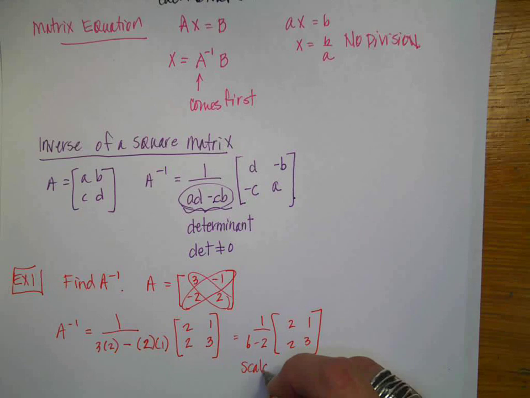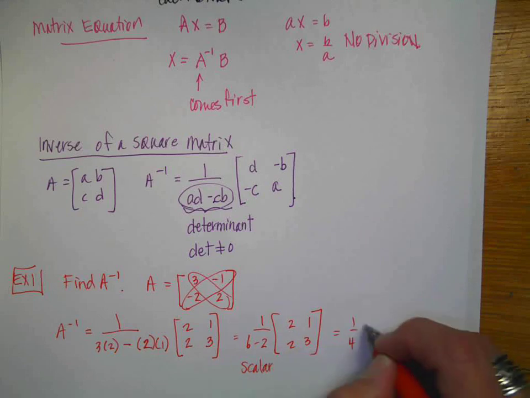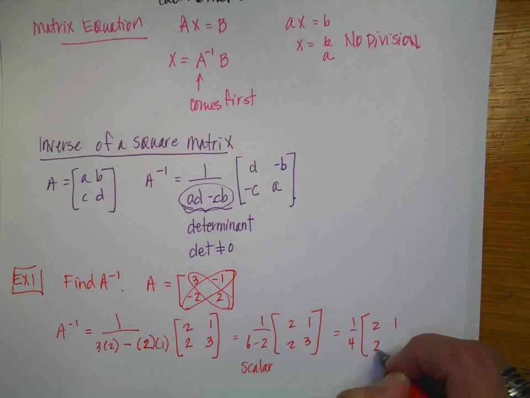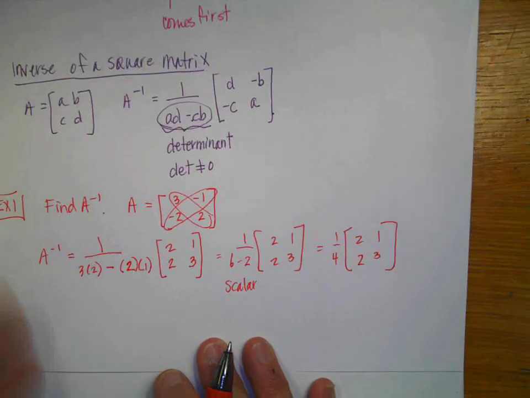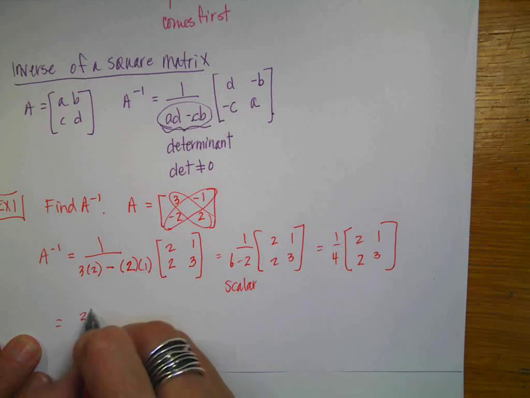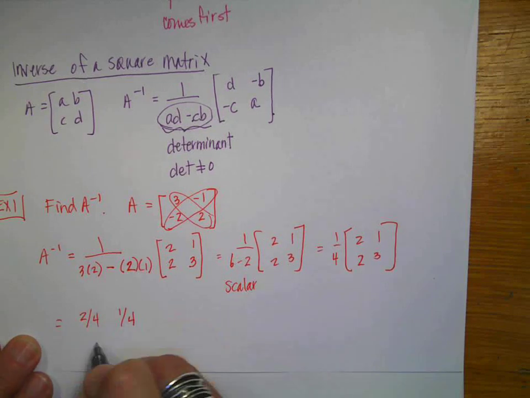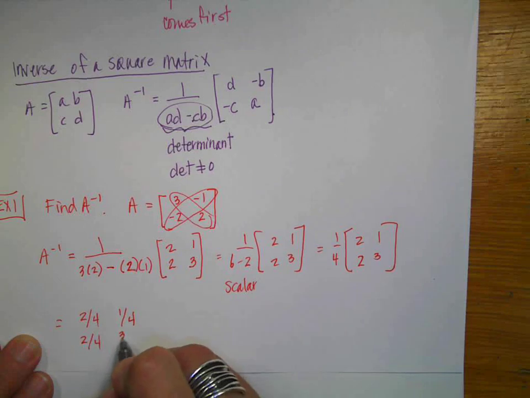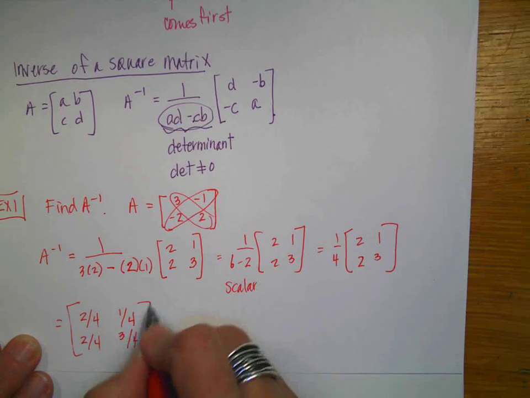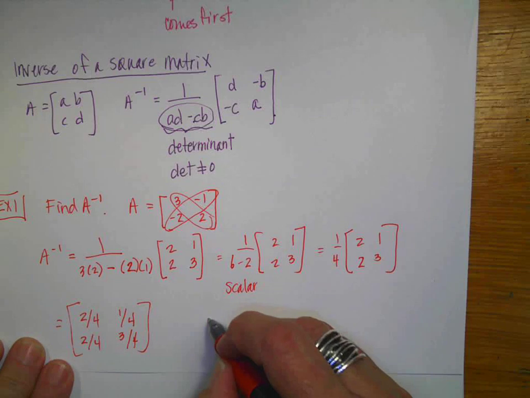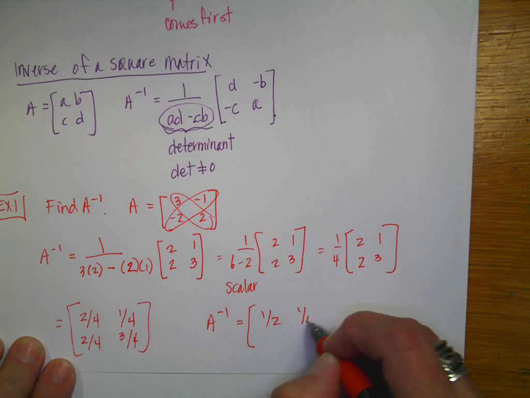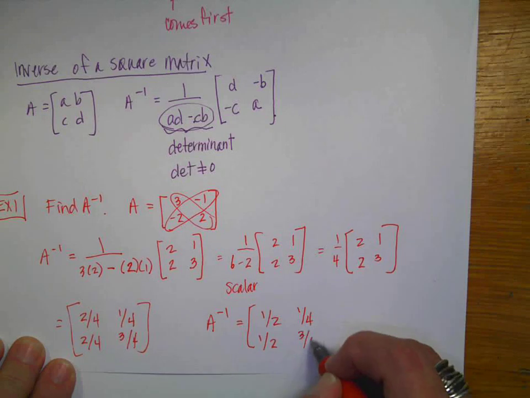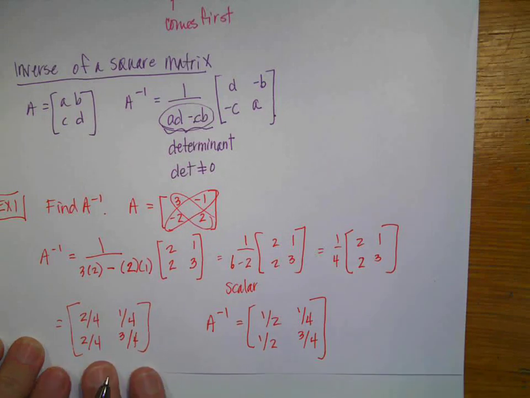The determinant is a scalar, right? So this is 1/4 times 2, 1, 2, 3. So then this becomes 2 over 4, 1 over 4, 2 over 4, and 3 over 4. We always have to reduce our fractions, so I'm going to write the inverse of A is equal to 1/2, 1/4, 1/2, and 3/4. And that would be the inverse of A.